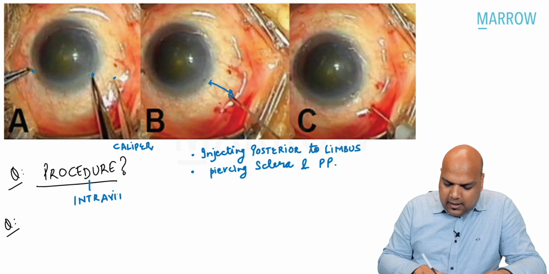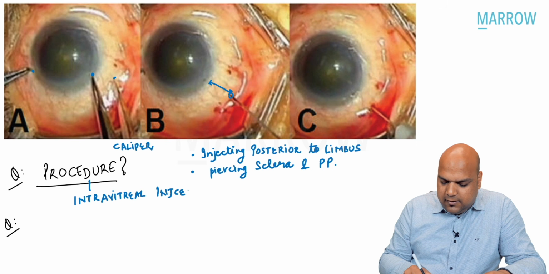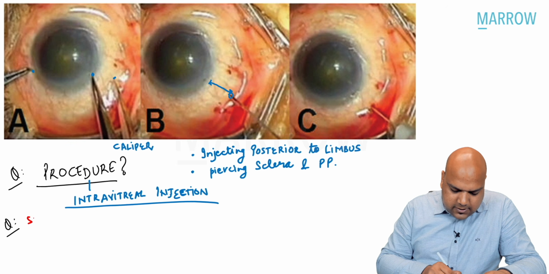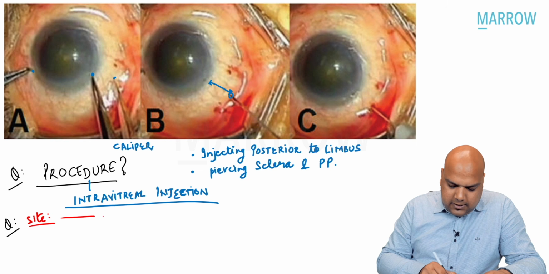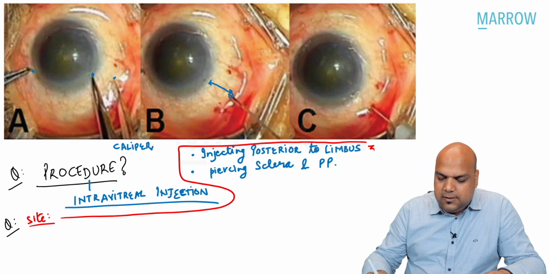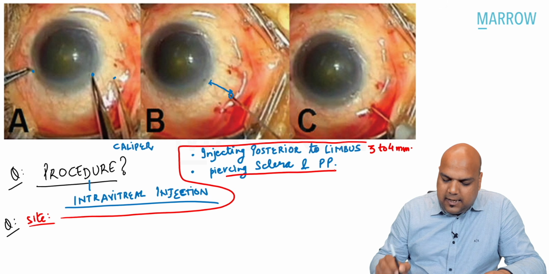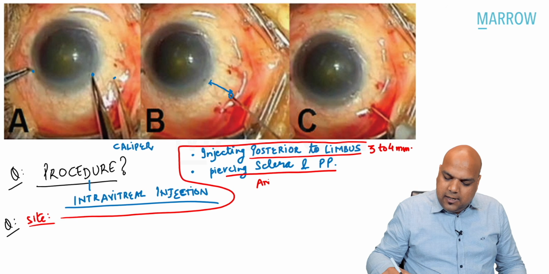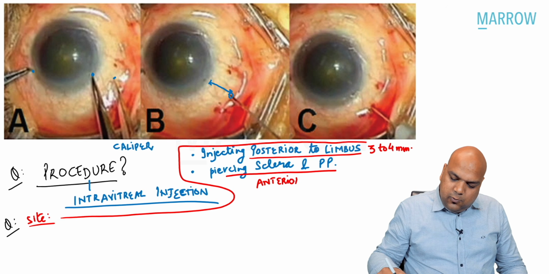It is an intravitreal injection. What is the site of intravitreal injection? Probably I already know. That was the second question which I wanted to ask, but the answer is already here. The site of intravitreal injection is posterior to limbus, 3 to 4 mm, or by piercing sclera and pars plana. When we say posterior to limbus, we can also say anterior to ora serrata.